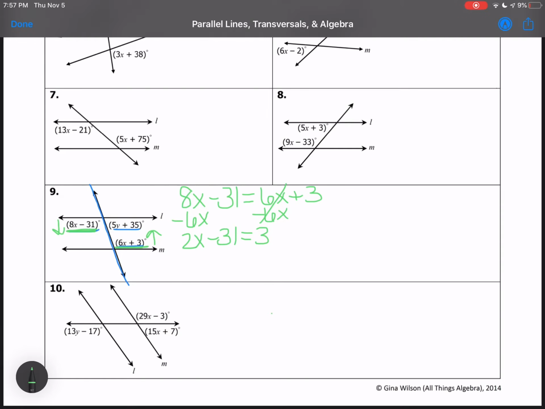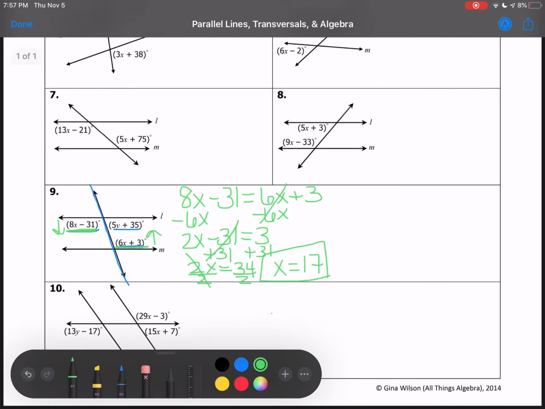I'm going to add 31 here. Those cancel. Add 31. So 2x equals 3 plus 31, or 34. Then I'm going to take 34, divide that by 2, because divide by 2 there, those cancel. Divide this by 2. 34 divided by 2 is going to give me the answer x equals 17. So now I've solved for my first variable.